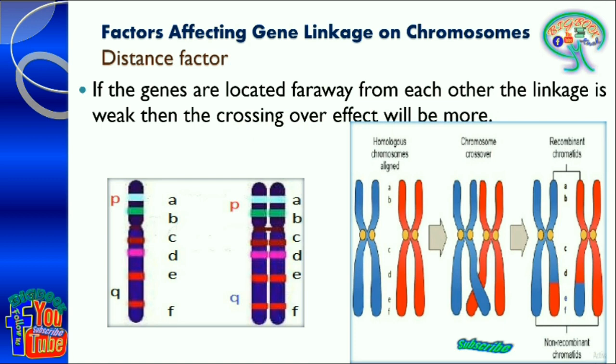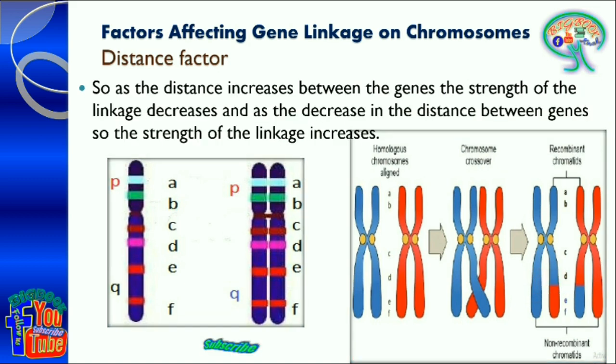The same thing we have discussed in the previous slide. Here, as we have spoken, as C and F are far away, during the crossing over, C has been left in the parental chromosome itself, and F has been taken into the exchange or recombination. So new genetic recombination has taken place. Because of that, the crossing over effect will be more between the far away located genes. This is the explanation.